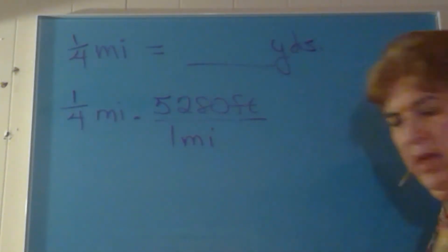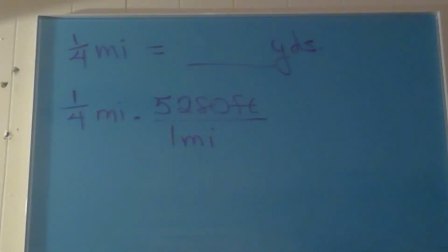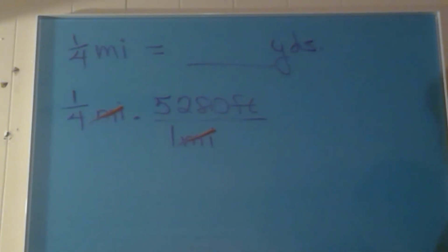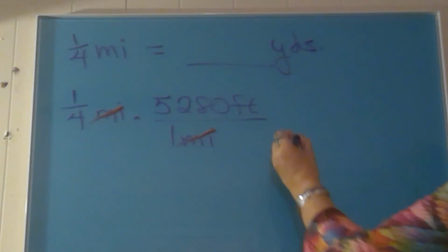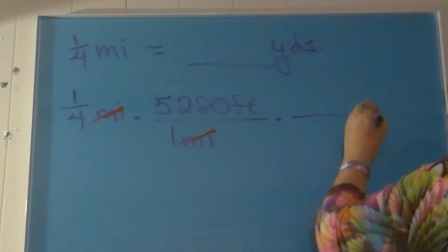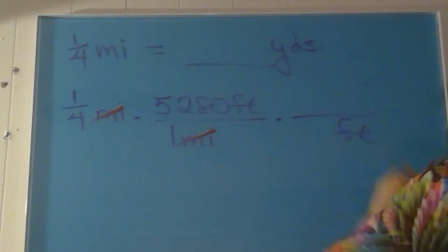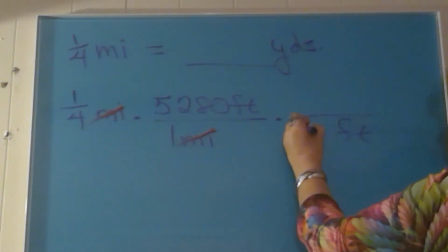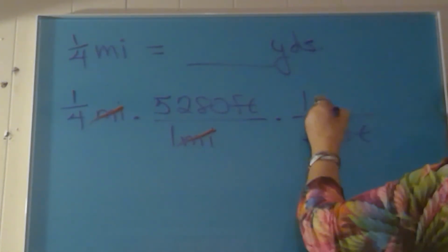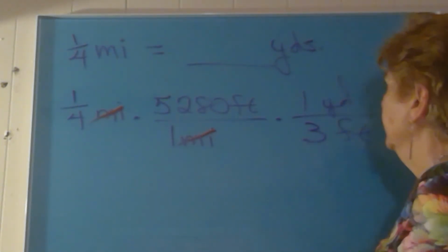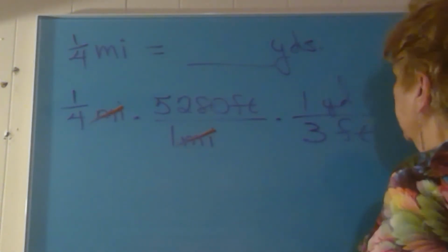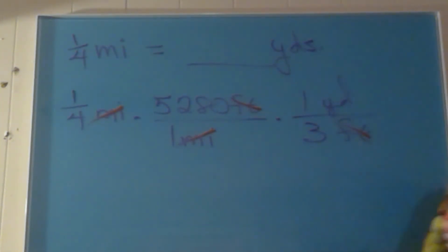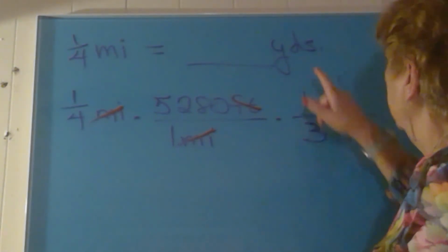Okay, so here the miles are going to divide out. And I'm left with feet, but I want to know yards. Well, I know if I put feet in the denominator, those are going to divide out. And I know that there are 3 feet in 1 yard. So the feet divide out. And I have yards.